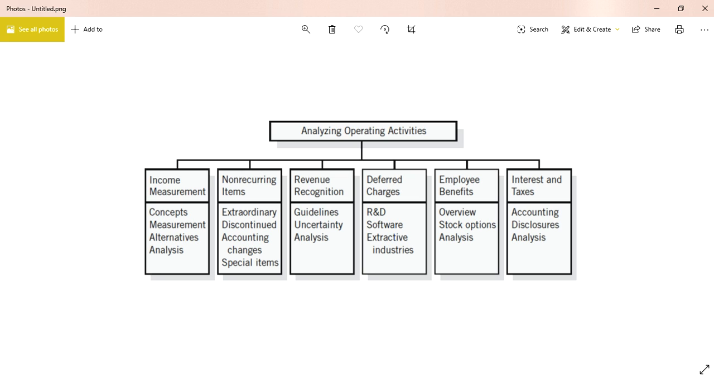So we start our lecture by income measurements, and then non-recurring items, revenue recognitions, actually how to analyze it, deferred charges, employee benefits, and interest and tax. So these are the topics that would be covered in this chapter.